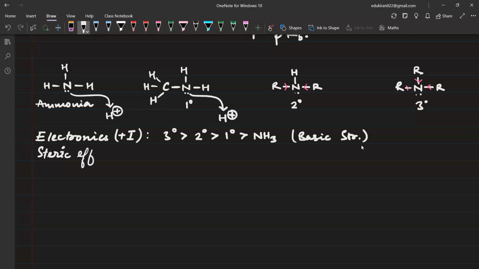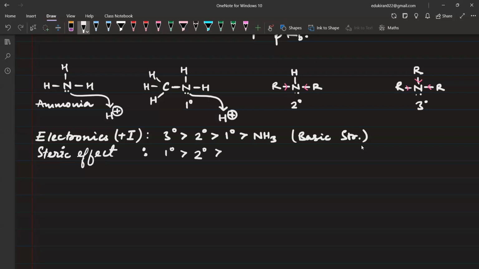Steric effect is all the effect that is related to the bulky groups. So if we are talking about the bulky group, Krishna Priya and Safia, make sense? Ammonia will be the fastest to abstract the H plus ion. It will move very fast and abstract the H plus ion. Yes or no? Yes, sir.